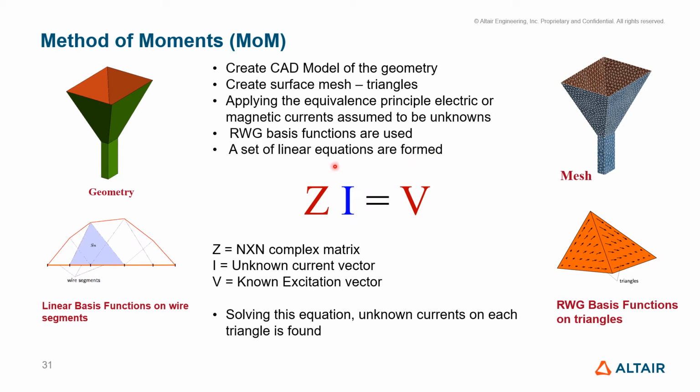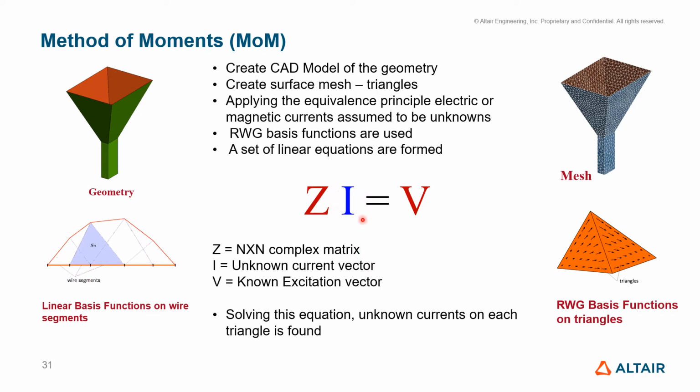So the linear equations that are formed by method of moments will look like this. That is Z multiplied by I equals V. Z is sometimes referred to as the impedance matrix, nothing to do with the antenna impedance. That's how they named it when they formulated this. Typically, n is the number of unknowns in this problem, and so it forms an n by n complex matrix.